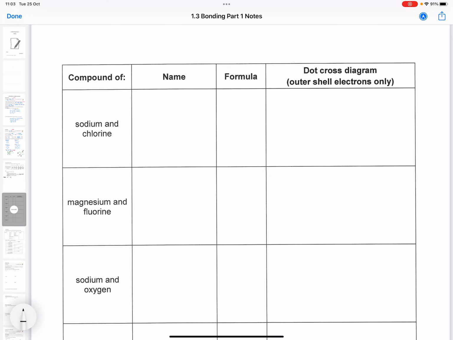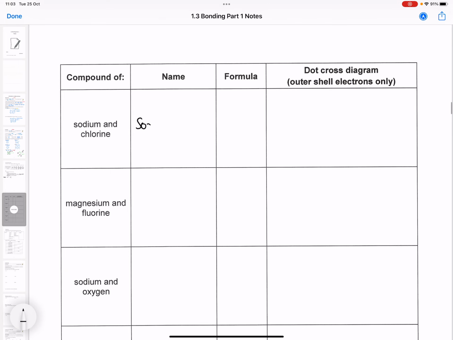So sodium and chlorine make a compound called, so the metal keeps its name, sodium, but the non-metal becomes the ide, so sodium chloride. Now we're supposed to be able to figure out the formula for sodium chloride. You could do the dot and cross diagram first if it helps you figure out the formula, or you could remember that sodium ions are Na+, chloride ions are Cl-, so we're going sodium chloride, and then we're going to draw a dot and cross diagram.